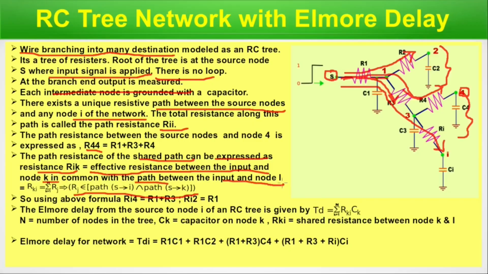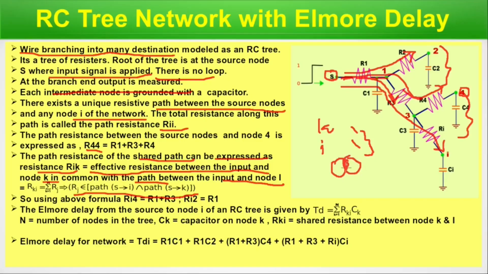If we want to calculate the shared path resistance between two different nodes k and i, we have to take the effective resistance between the input and node k and the effective resistance between the input and node i, and take the common part of these two. Rj belongs to path S to i, intersection path S to k, not union, intersection. I hope we all remember set theory. If that is a set and that is a set, this is the intersection, the common part.